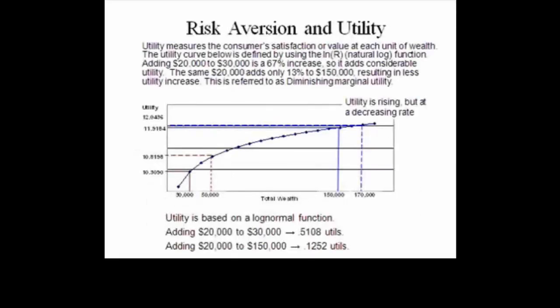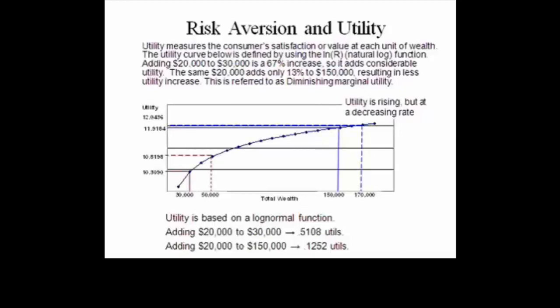The log normal function is typically used to measure consumer utility. Again, the function satisfies the requirement that utility grows as wealth grows, but at a decreasing rate. If you enter 30,000 on your calculator and then hit the log key, it will yield a value of 10.309. If you enter 50,000 and hit the same key, you'll get a value of 10.8198. For a 67% increase in wealth, the investor gains 0.5108 more utility, or UTILS.